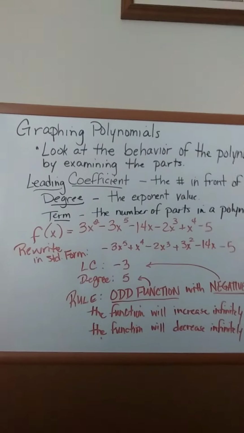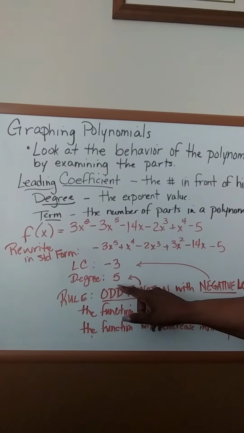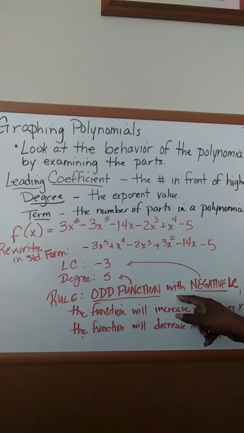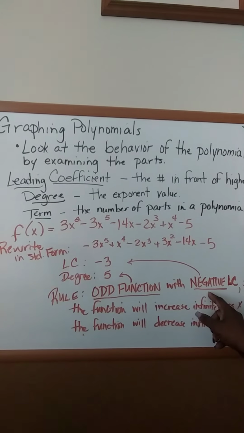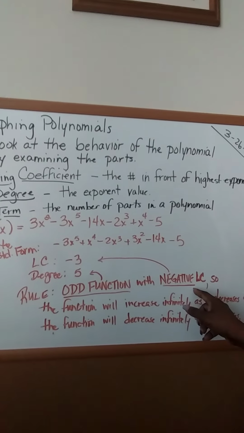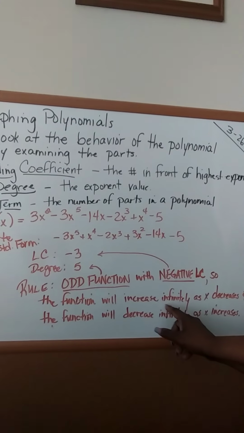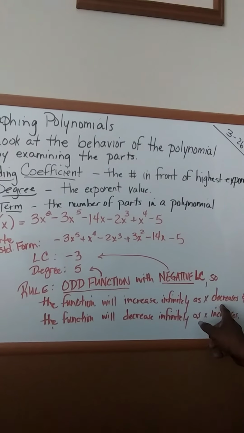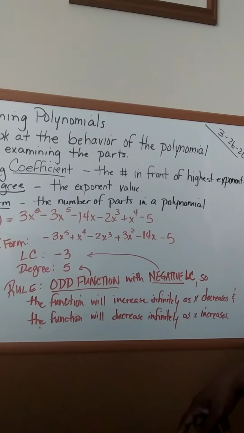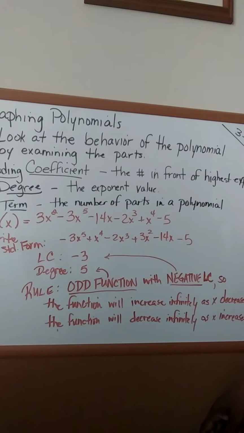Now we can determine the type of polynomial that we're working with. So our rule is going to look at an odd function. We're looking at our degree because it's an odd number, the 5. It makes it an odd function. With an odd function, then we look at our negative leading coefficient, which is -3. Odd function with a negative leading coefficient has this behavior. The function will increase infinitely as x decreases, and the function will decrease infinitely as x increases. I'm going to take a second and write that down. You're going to need all of these rules that we have.